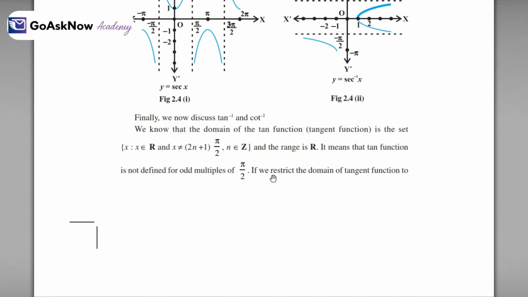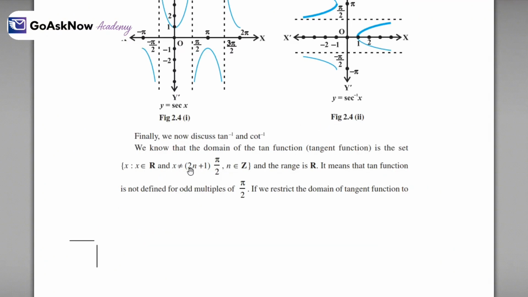We know that the domain of the tan function is the set of x, that is x belonging to capital R, and x is not equal to (2n plus 1) pi by 2, because at that point the function will not be defined, and n belongs to Z. I already told you at the start of this chapter that tan x is not defined at (2n plus 1) pi by 2. It means that the tan x function is not defined for odd multiples of pi by 2.